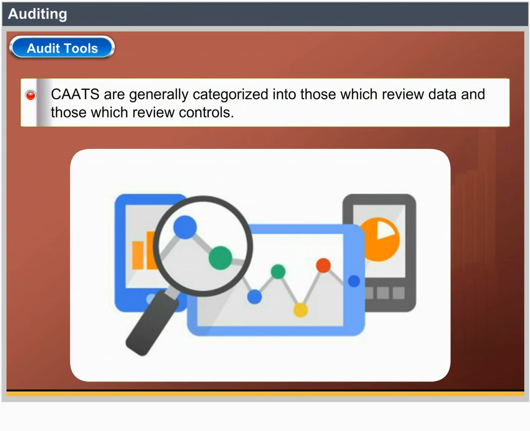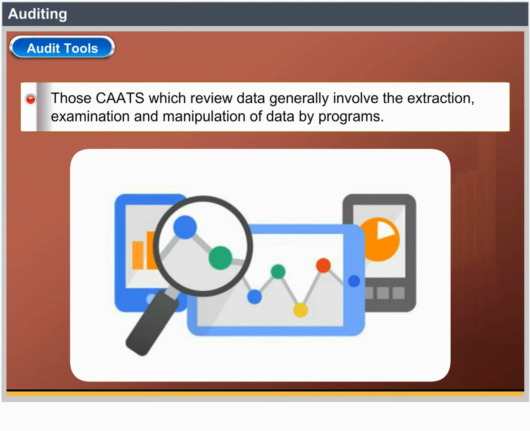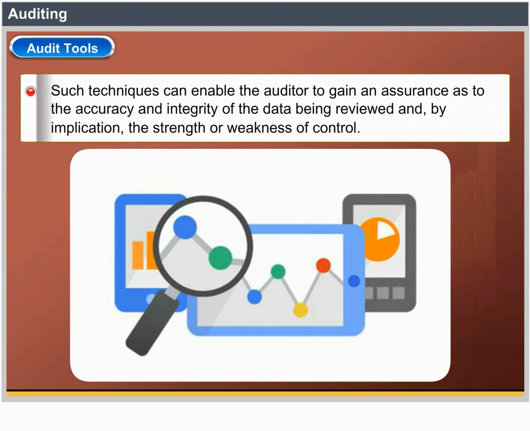CATs are generally categorized into those which review data and those which review controls. Those CATs which review data generally involve the extraction, examination, and manipulation of data by programs. Such techniques can enable the auditor to gain an assurance as to the accuracy and integrity of the data being reviewed and, by implication, the strength or weakness of control.